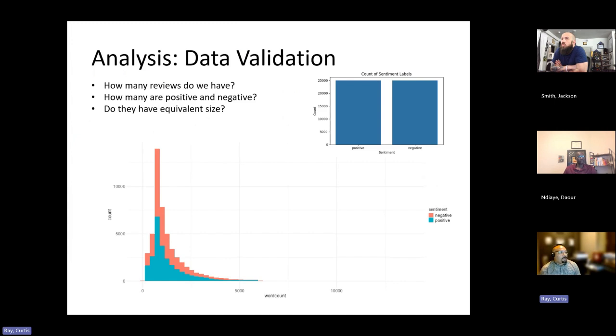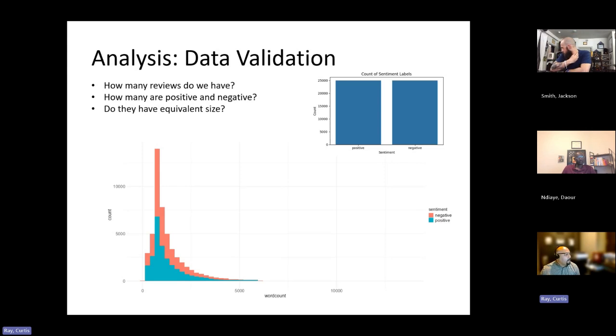So next we'll run into the data analysis, in particular the data validation step. Some of the high level things that we covered here was how many reviews did we have, how many were positive and negative, and do they have an equivalent size. As you can see on the upper right hand corner, it was kind of shocking to see that we had almost an even split on the positive and negative sentiment across our entire corpus. We had roughly 25,000 reviews confirming the balance. We had a very balanced data set.